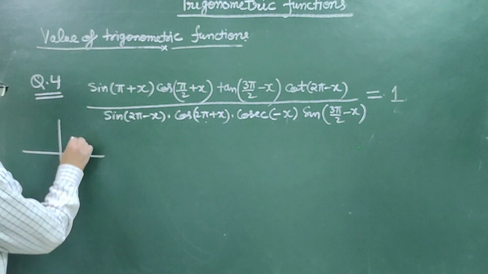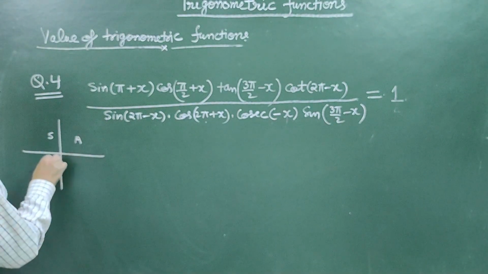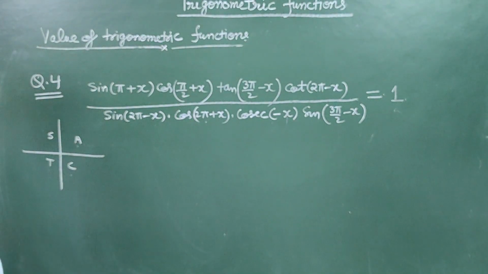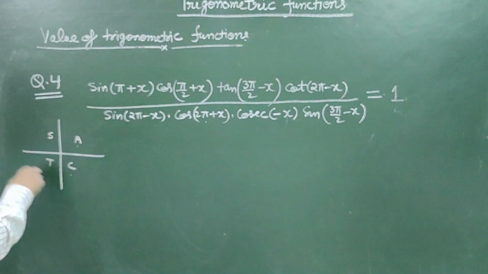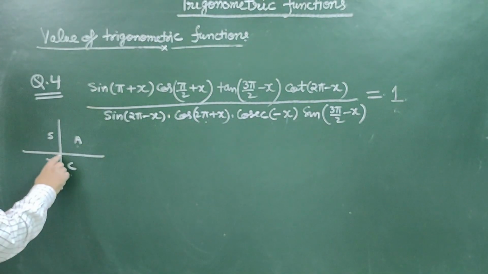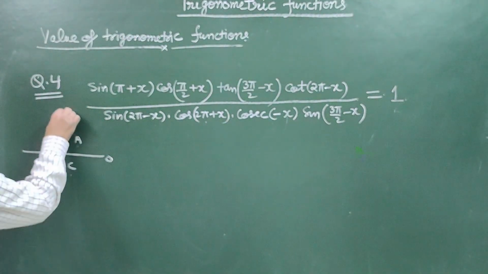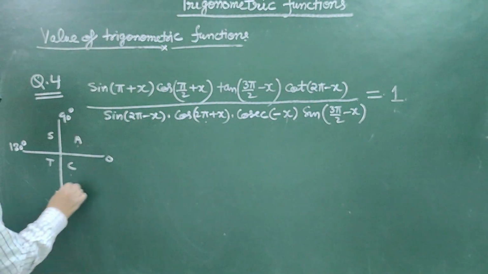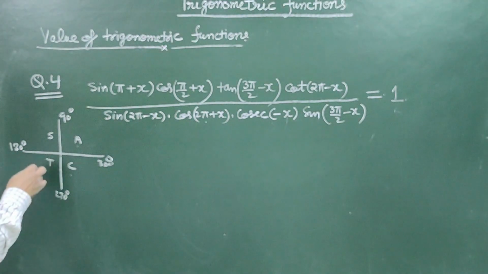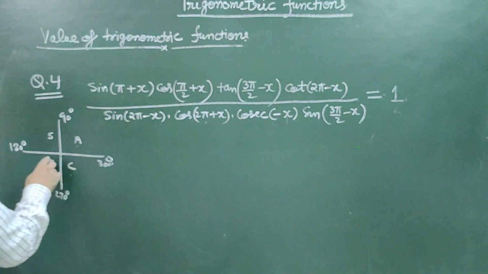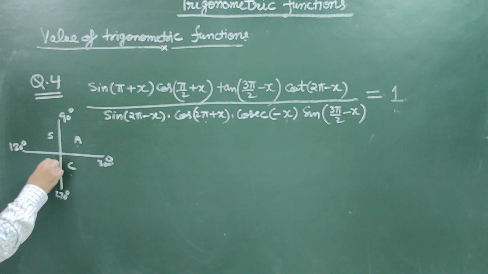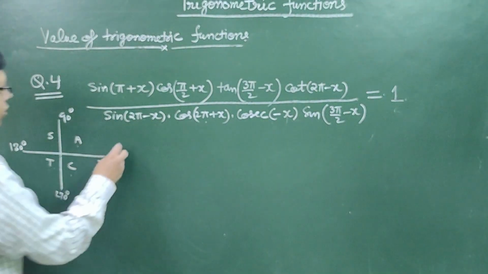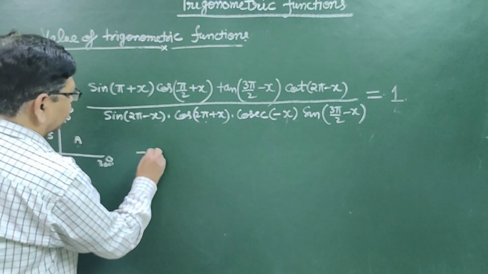If I draw the four quadrants, then the A, S, T, C rule. First quadrant, second, third and fourth. Now sin(π + x), somewhat greater than 180 degrees. This is 0, 90, 180 and 270, 360. So somewhat greater than π means greater than 180, you are in the third quadrant, and in the third quadrant sine is negative. So sin(π + x) will be equal to minus sin x.